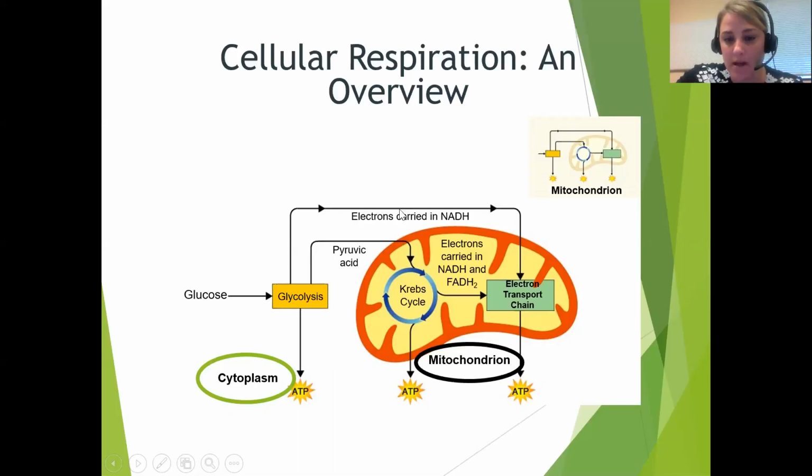You're also having electrons carried in NADH from glycolysis as well. So we get energy out of glycolysis, we're getting converted energy out of the Krebs cycle, and we're also getting converted energy out of the ETC. This little orange thing represents the mitochondria. So the Krebs cycle and electron transport chain both occur in the mitochondria. Glycolysis is going to occur in the cytoplasm.